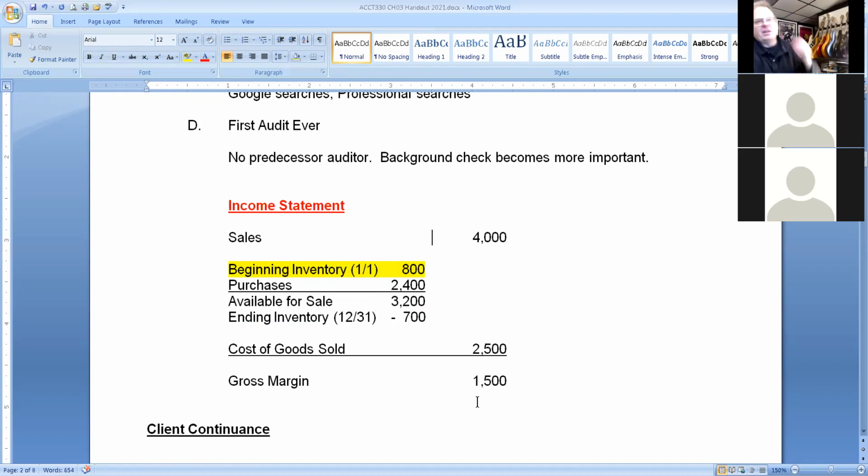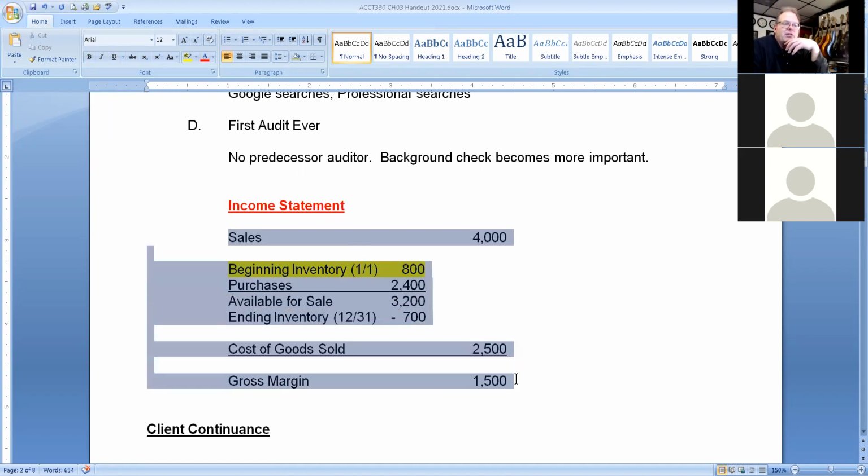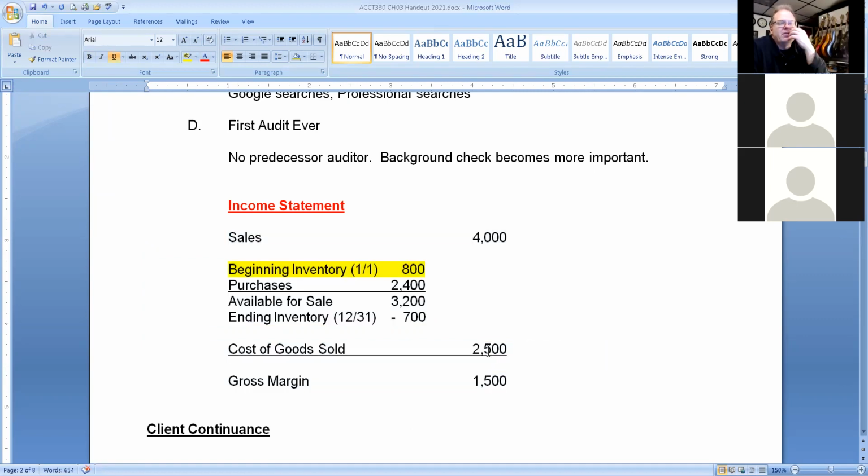Now, if it's a company that doesn't have significant inventory, maybe they have supplies, it's a consulting firm or whatever, if it's not material, we don't worry about it. If it is material, in this case, it would be, because it looks like that's what they're selling. This is probably their main source of income. So that would be a problem.